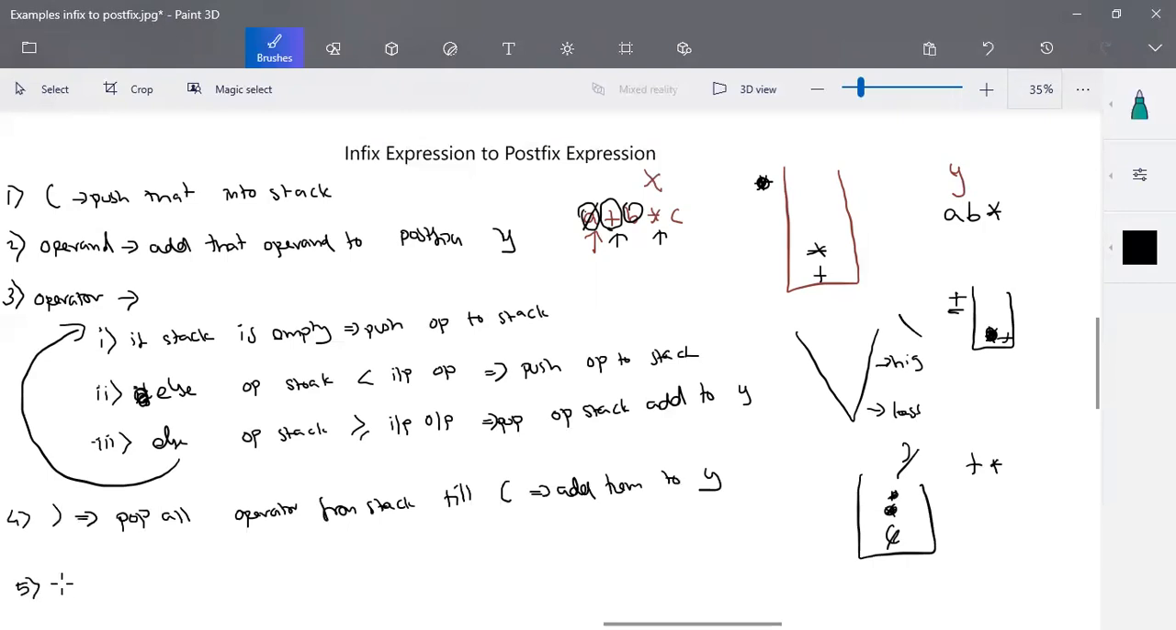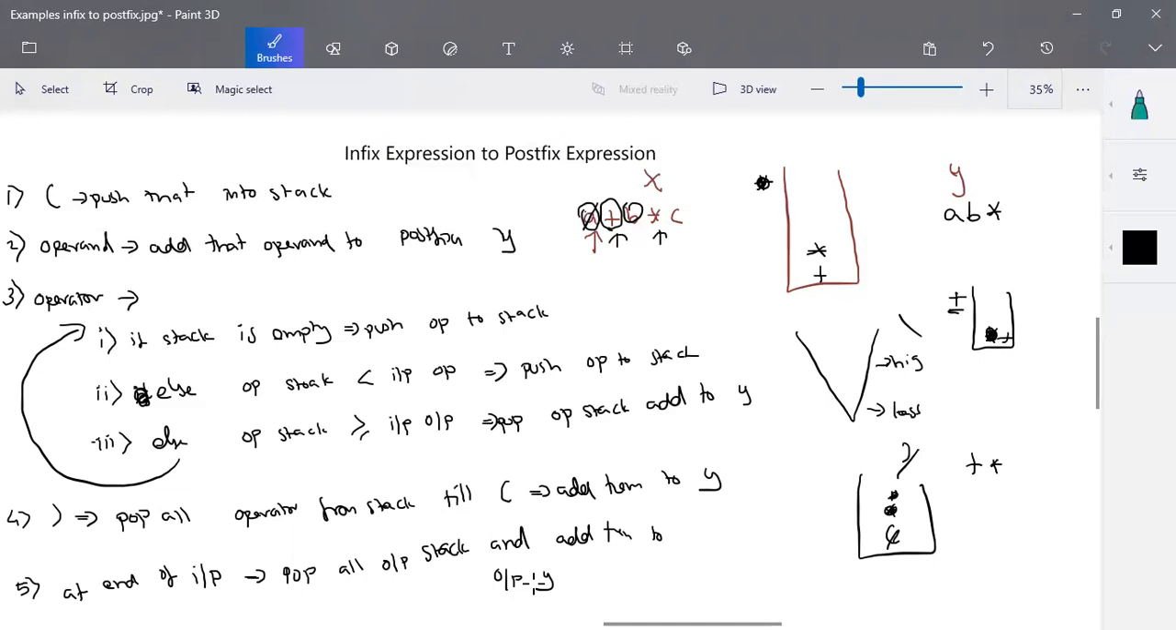And the fifth step is at the end of input. At the end of input, if all the elements in the input are scanned, we'll be popping out all operators from the stack and adding them to the output expression y. Okay, so these are all the steps involved in converting any infix expression to a postfix expression.